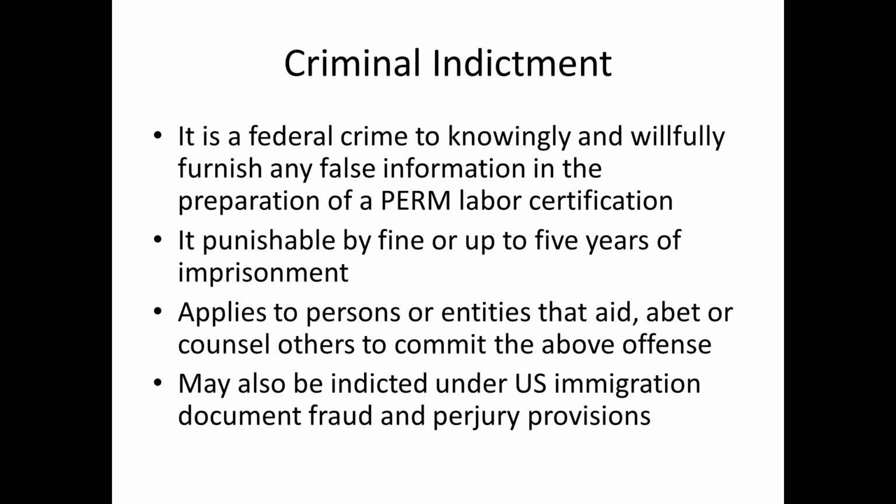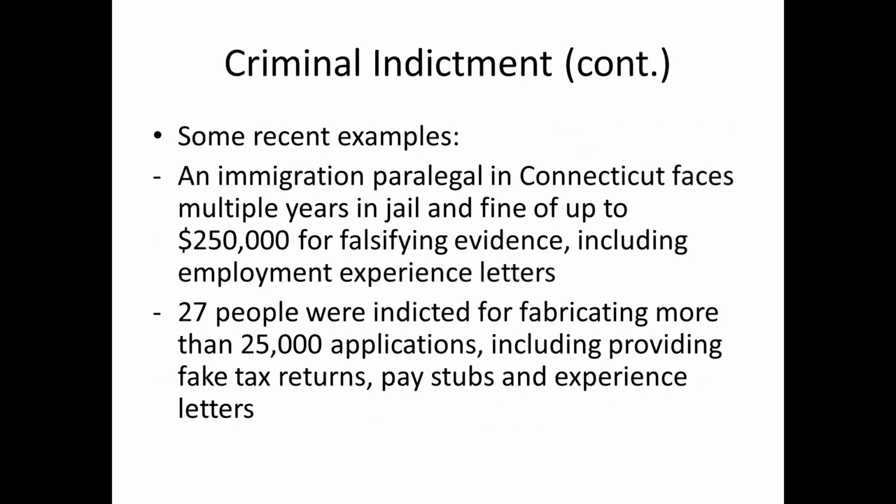Criminal indictment: it is a federal crime to knowingly and willfully, with intent, falsify information in a PERM. It can be punished by up to 5 years in imprisonment or a fine, and that's actually per application. That's per case. Anyone that helps, aids or abets, any accessory to the above offense, can also be subject to criminal indictment. And remember, HR, anybody who might know of information, you have to be aware of this. And just note as well that this can also be criminal indictment under U.S. immigration document fraud and perjury provisions as well.